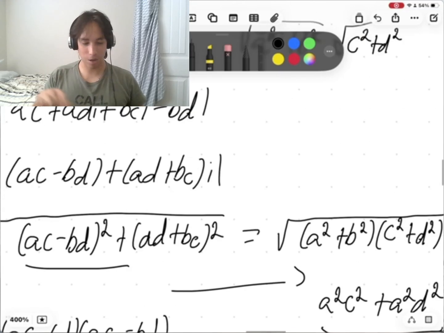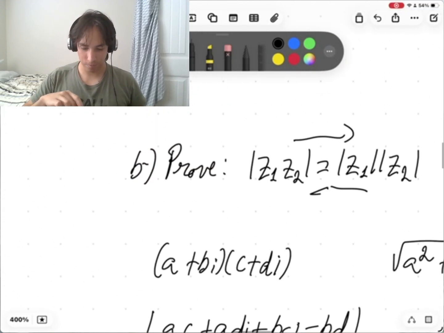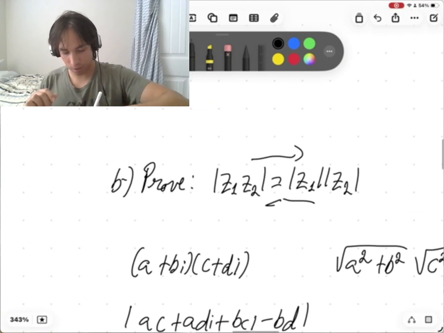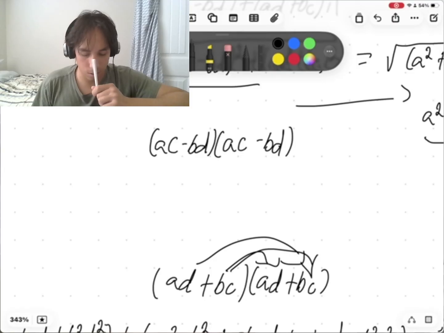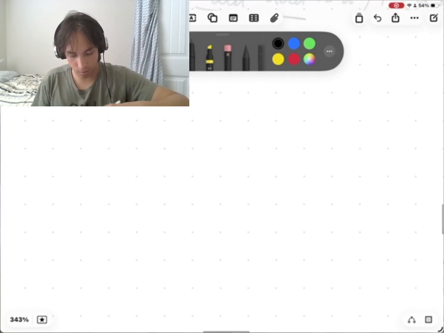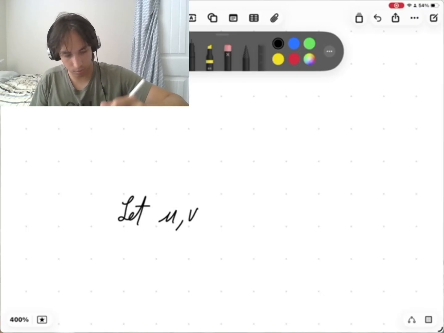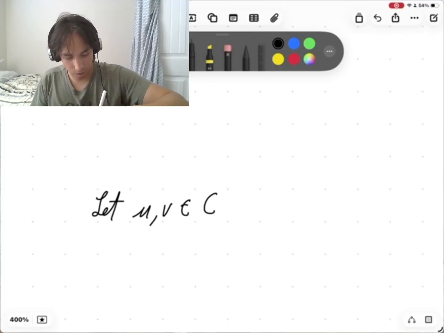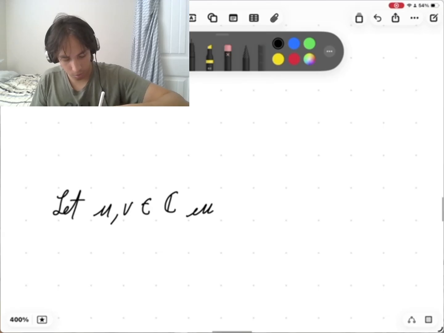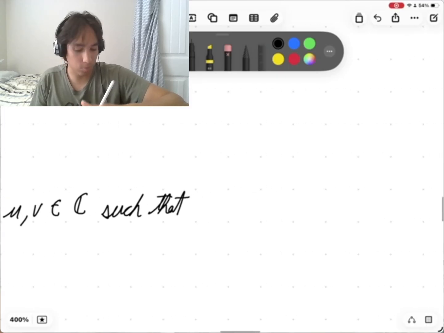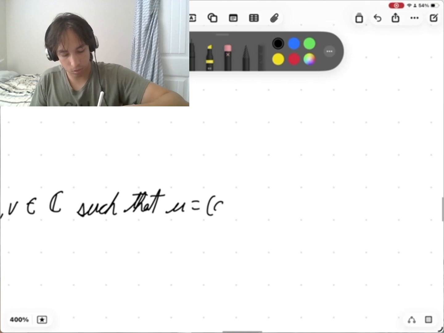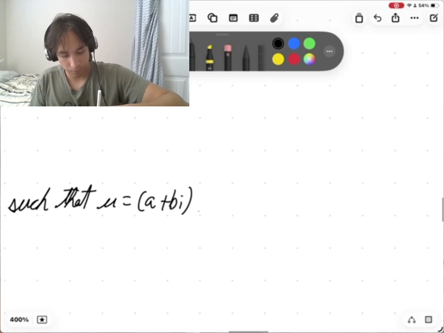I'm going to go this way. Got a few minutes to get it, so let u and v be complex numbers, such that, to seem more fancy, u equals a plus bi, and v equals c plus di.